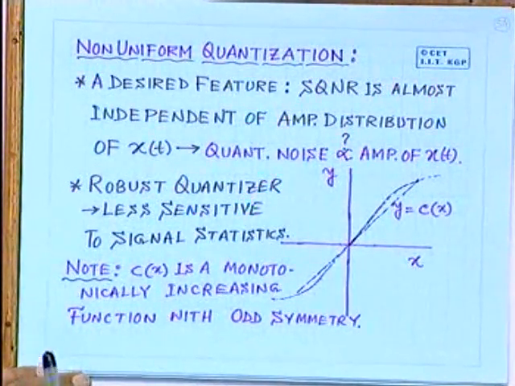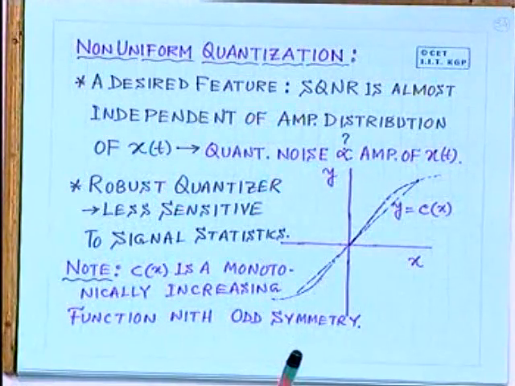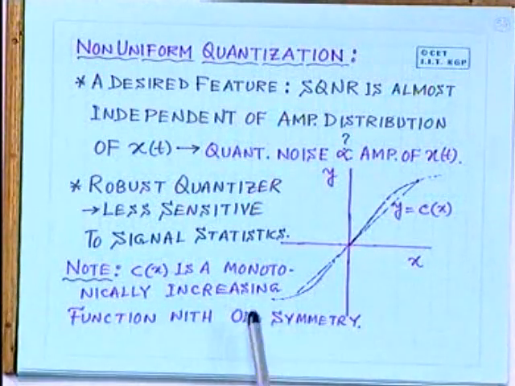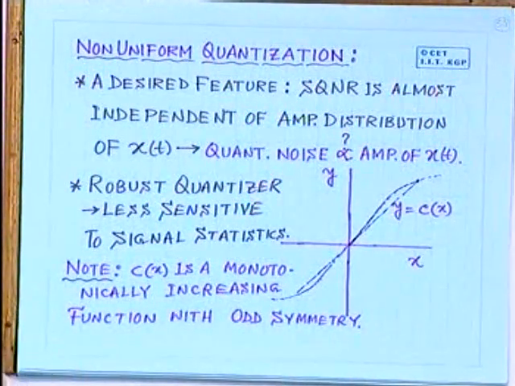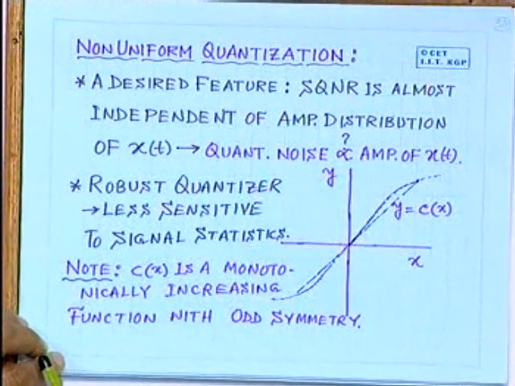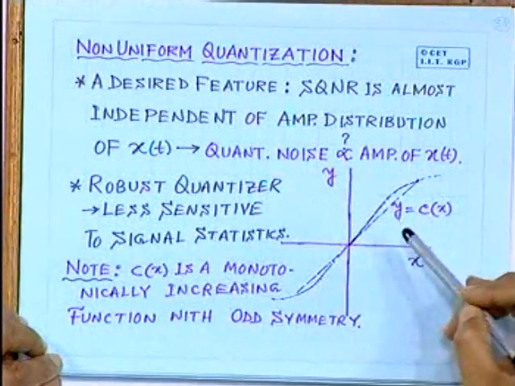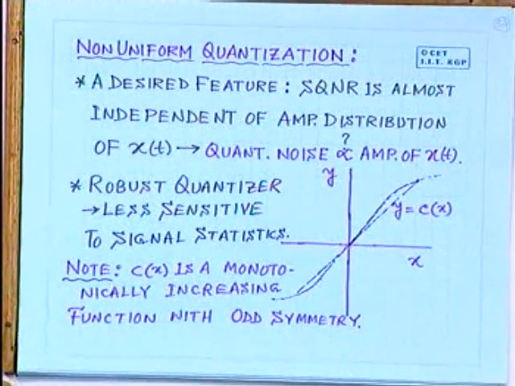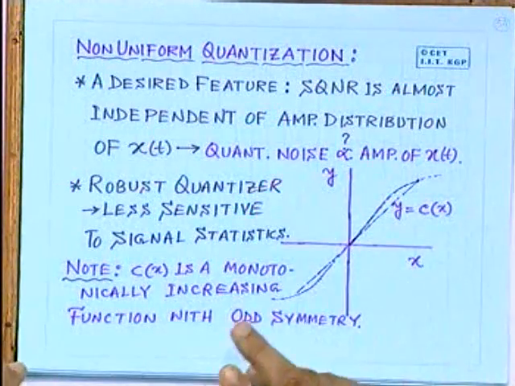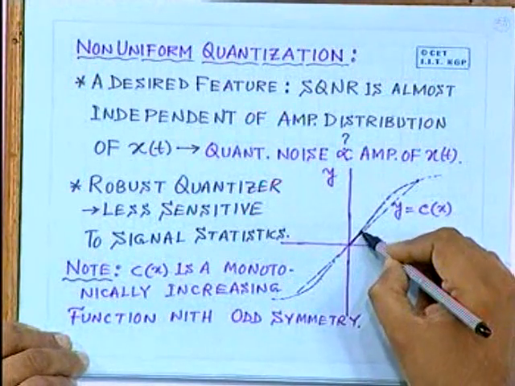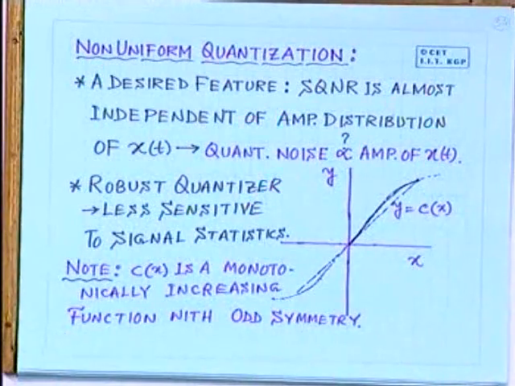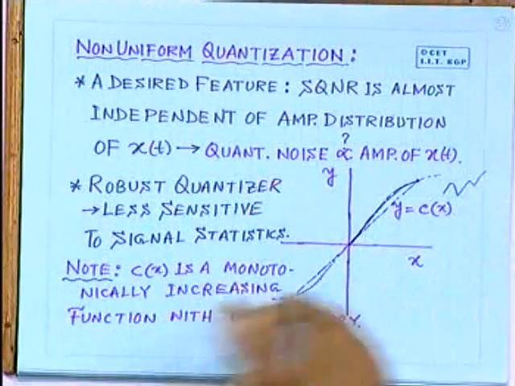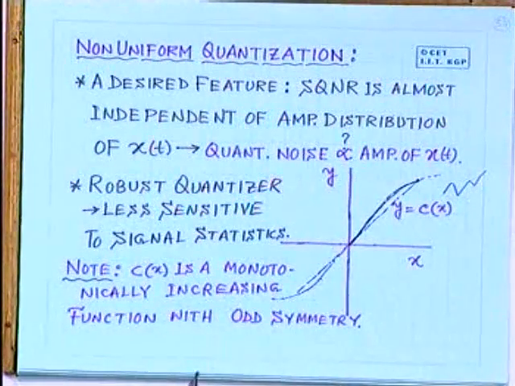Then what you can observe is that to get this kind of effect of smaller quantization error for small signal and larger quantization error for large signal, certain characteristics should be satisfied by this y equal to c x function. First, it is a monotonically increasing function. Whatever is the exact nature of variation, it is monotonically increasing. This kind of transfer characteristic should not be something like this. It should be increasing in nature.